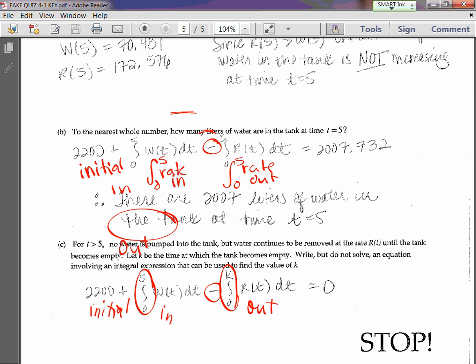So your test is next class. Please come see me with questions before next class. I'm going to post some extra review. There's some more integrals. I think there's a free response on there. The answer key for this will be up on Blackboard.